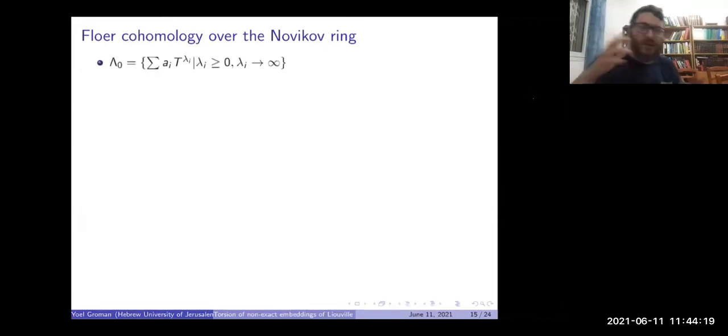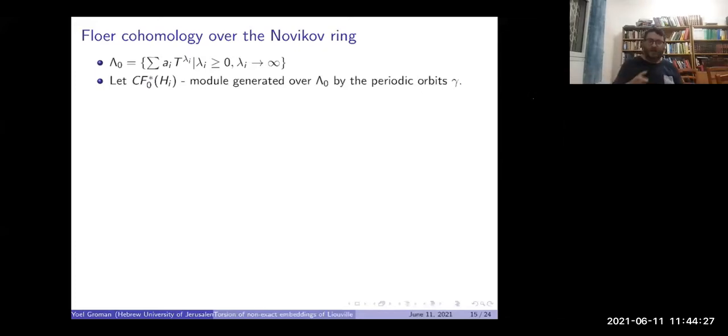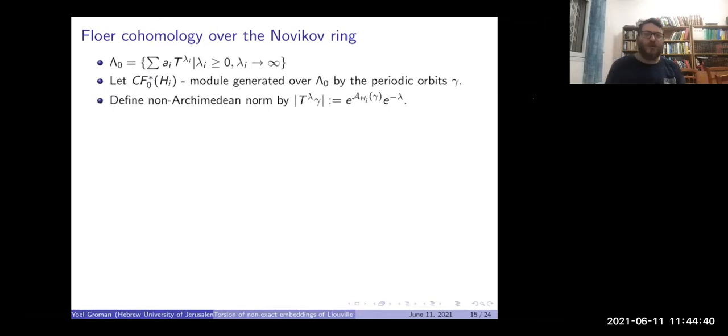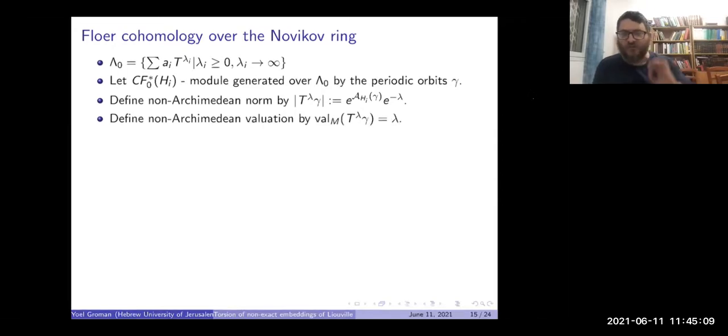Okay, so we're going to the cohomology. We consider the Novikov ring. It's very important that we're working with the ring and not the field. Then I use this zero to denote that I'm working with the Floer cohomology, the chain complex, over the Novikov ring. This is a finite rank module over the Novikov ring, and we define on it a non-Archimedean norm, where the larger the action, the larger the norm, but the larger the lambda, the smaller the norm. So T to the lambda makes things small when lambda becomes big, but action gamma makes things big. And then there's also a non-Archimedean valuation, which just measures lambda. It's very important that in this discussion, we distinguish between the valuation and the action.